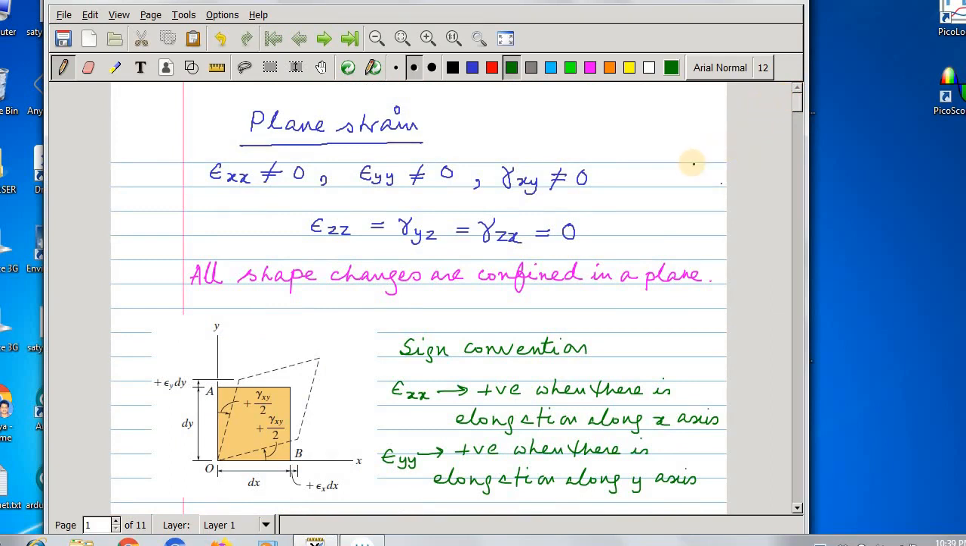Hello students. This chapter is on plane strain, strain transformation relations, and strain rosettes. Plane strain means all the shape changes are confined in a single plane. If that plane is the xy plane, then epsilon xx, epsilon yy, and gamma xy are non-zero, but epsilon zz, gamma yz, and gamma zx are zero. This is the plane strain condition.